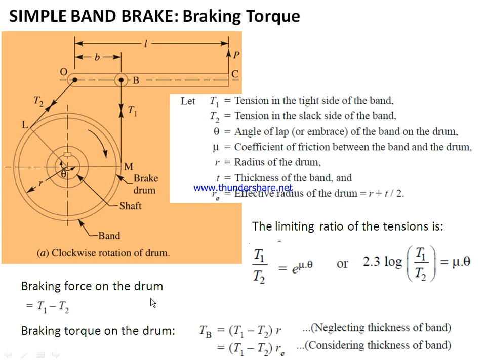Now the braking force on the drum is nothing but the difference between the tensions in the band, that is T1 minus T2, and hence the braking torque on the drum is given by Tb equal to T1 minus T2, the braking force, times the radius. Now this is the case when the thickness of the band is neglected, so it is R only, and when the thickness of the band is taken into account, we have to use RE. RE is nothing but R plus half of the thickness. So this is the braking torque.